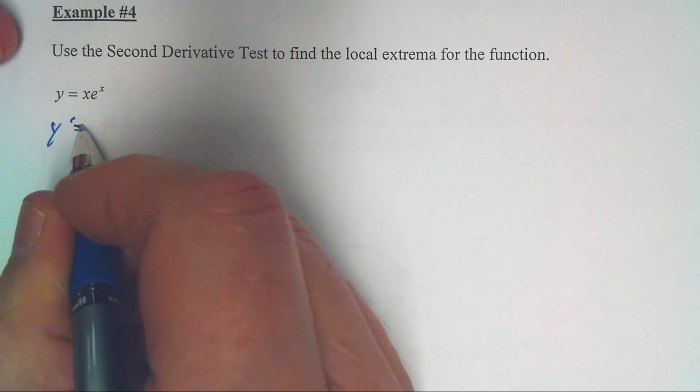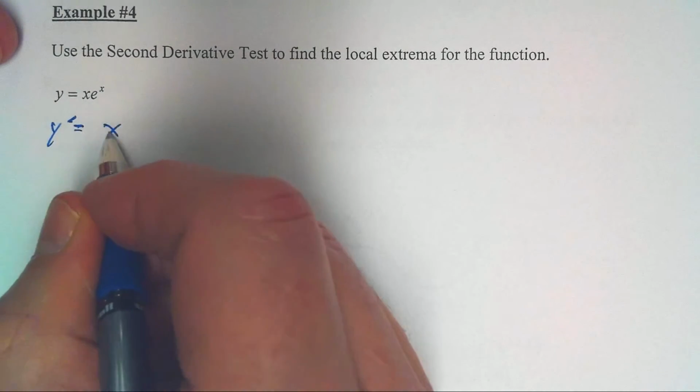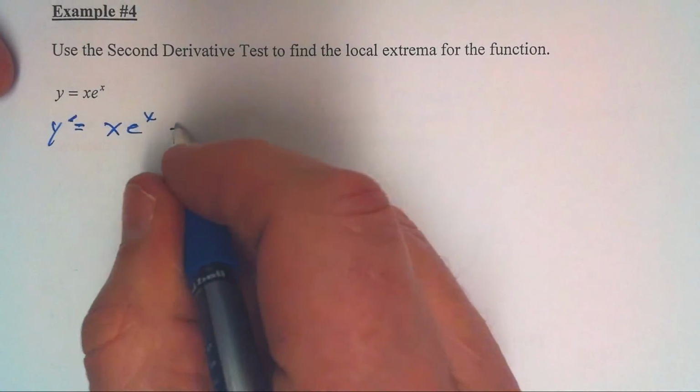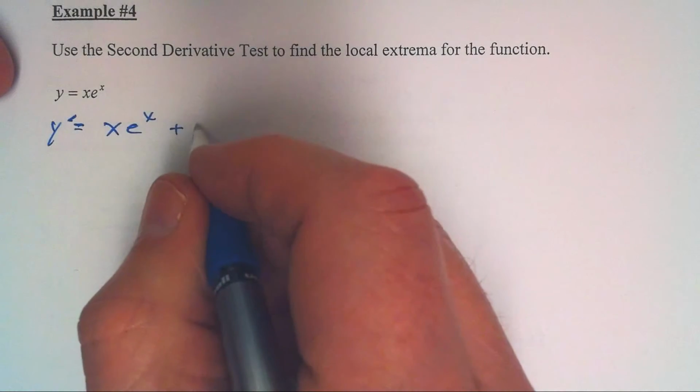Y prime equals, this is a product rule, plain old first times derivative of second, my favorite derivative, finding the derivative of e to the x, plus derivative of first 1 times plain old second, e to the x.